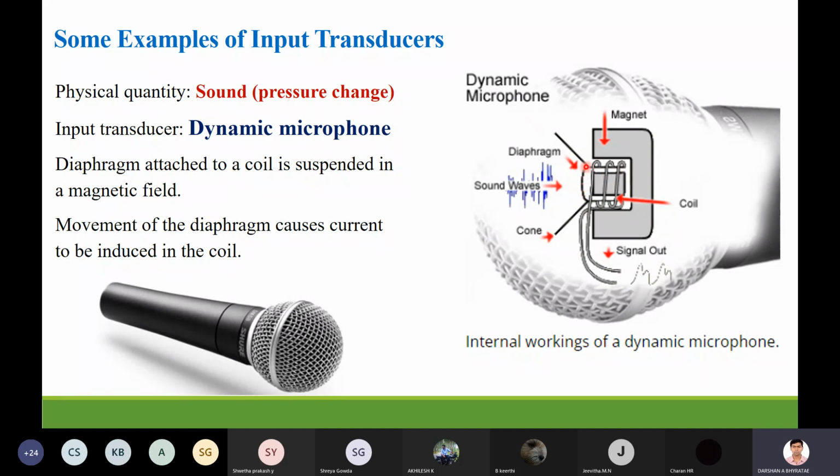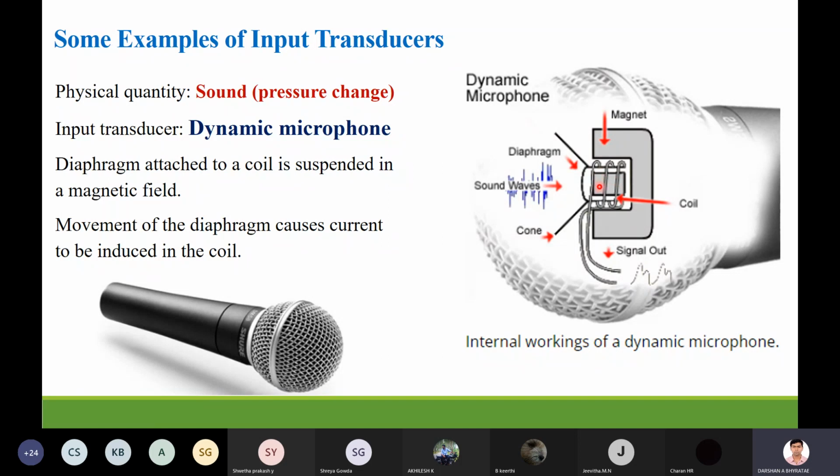Whatever you are seeing here is the diaphragm. A coil is wound on the diaphragm, and this coil is suspended inside a magnet. So this is the construction of my microphone: the coil is wound over the diaphragm, and the magnet is suspended inside the wound diaphragm.